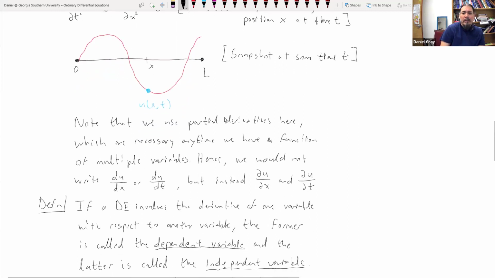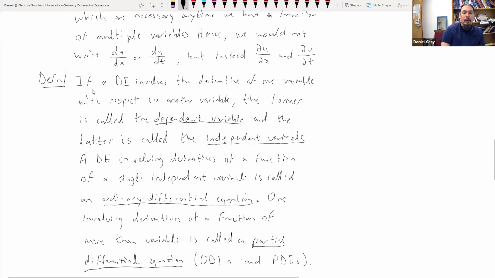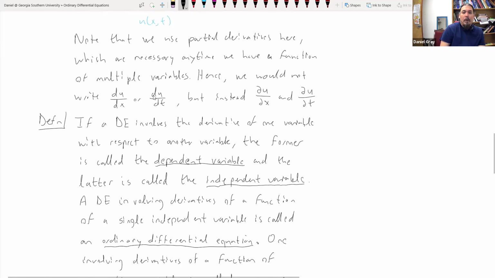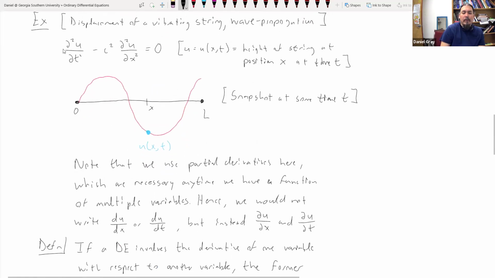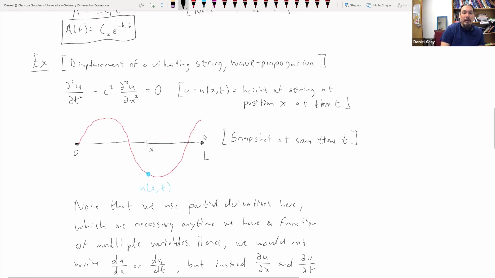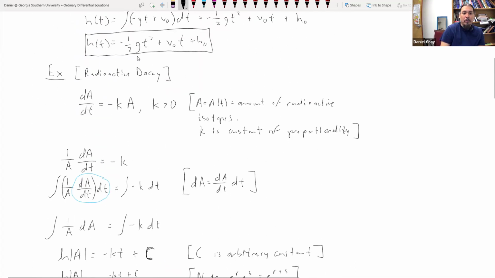I'll say that note that we use partial derivatives here, which are necessary anytime we have a function of multiple variables, right? Hence, we would not write straight du dx or straight du dt, but instead we write curly du dx and curly du dt. Okay. All right. So I'll make a note here that these partial derivatives over here make this problem way more challenging than solving one that has just regular old derivatives like the ones that we did above.